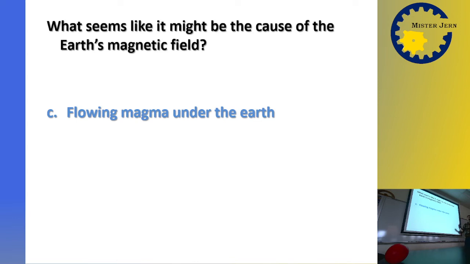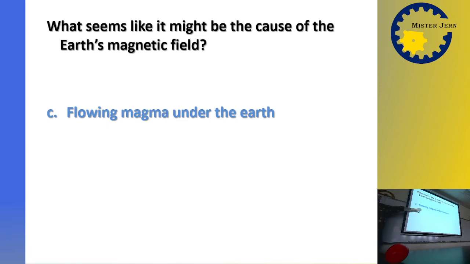So all the evidence seems to support the claim that the flowing magma is the source, which kind of makes sense if you think about it, it's moving. There's probably lots of stuff in there, charged, whatever. So this is the prevalent theory, and all the evidence seems to point to this. There's no reason to think this is not the case.